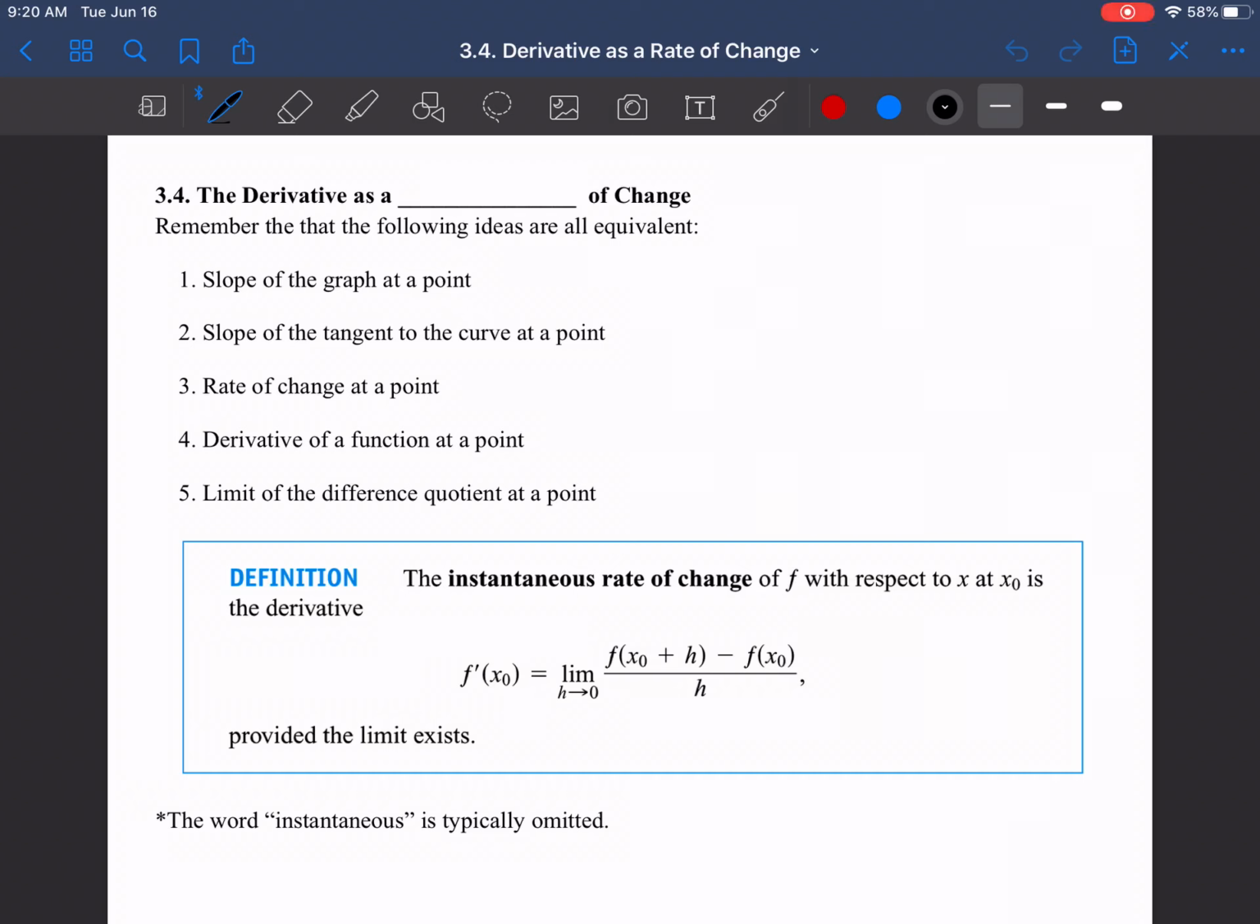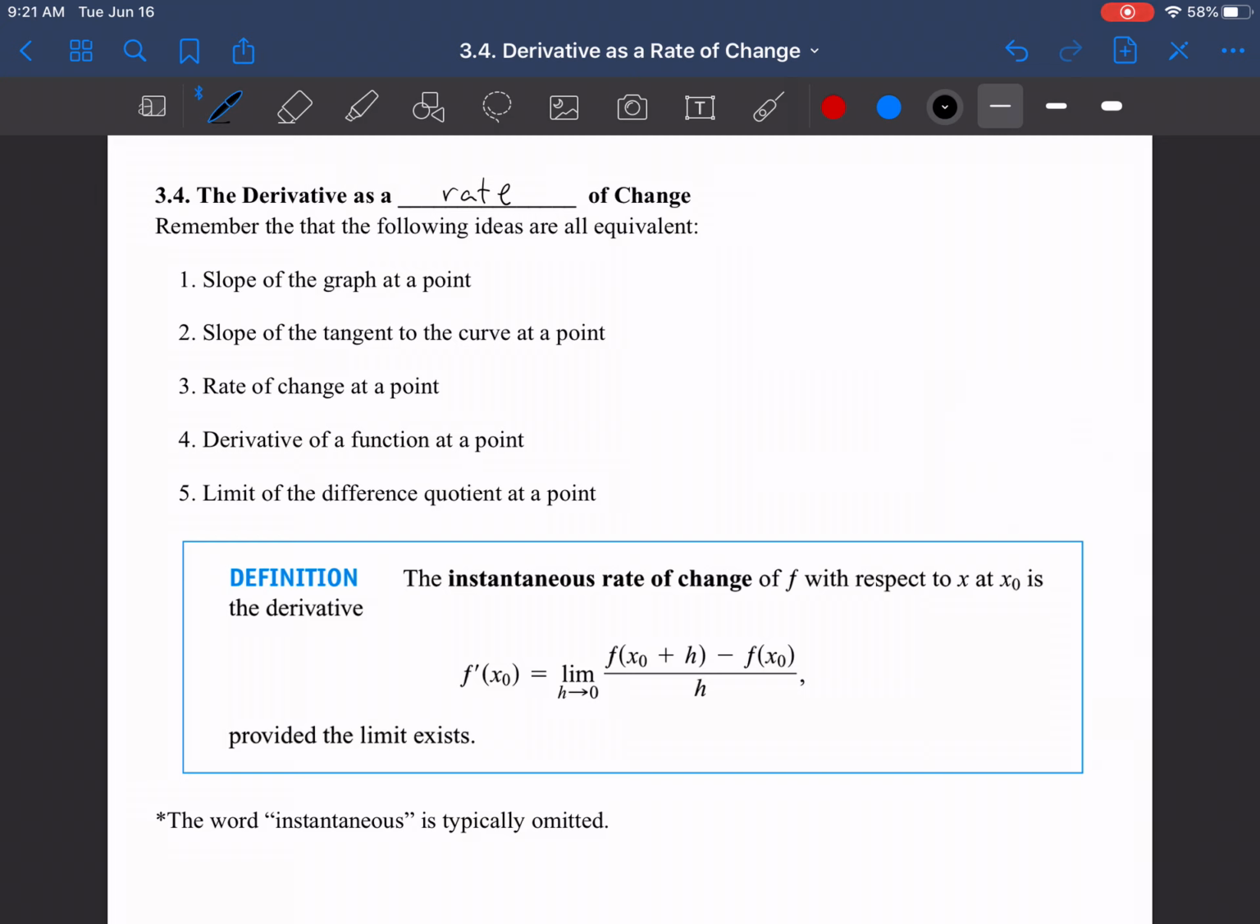All right, let's go ahead and get started here with 3.4. We're going to use the derivative as a rate of change. And basically, anytime you see rate of change of something, you're ultimately just going to end up dividing by time. So let's see what we can do here with it.